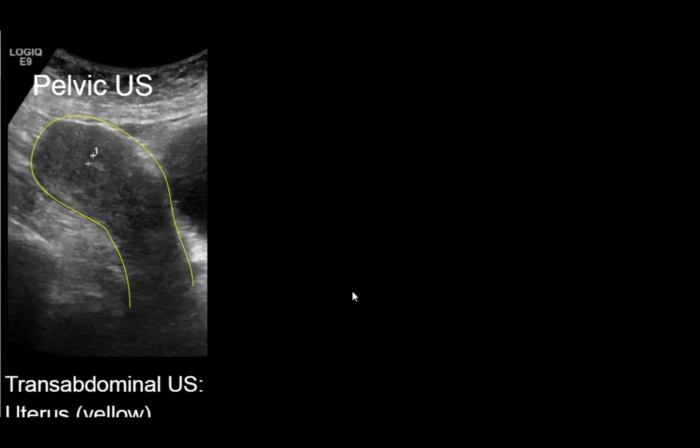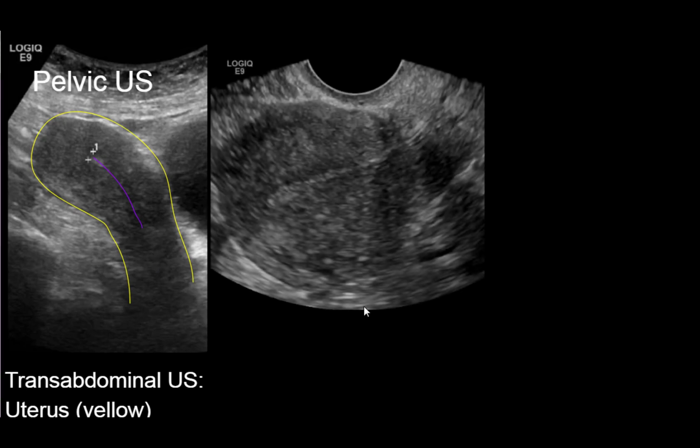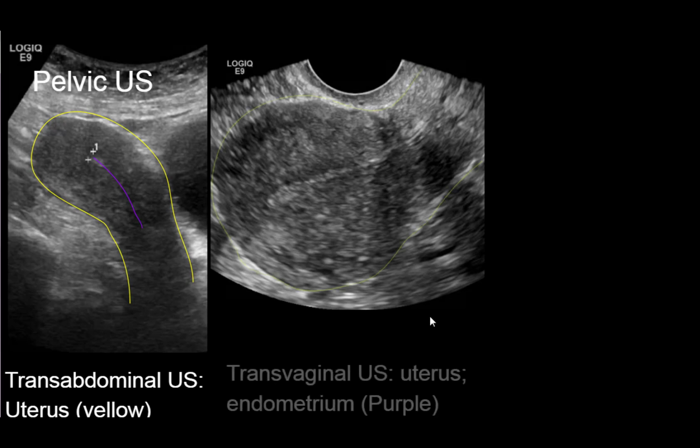Here's an example of a pelvic ultrasound. This one is transabdominal. You can see that there's a curvilinear shape to the transducer, and the uterus is highlighted in yellow, and then the endometrium is in purple. This is a transvaginal evaluation, and you can see that the transducer here is a lot more curved, and we see here a better visualization of the uterus and the endometrium as well. Transvaginal evaluation is optimal. We get the best images through the transvaginal evaluation.